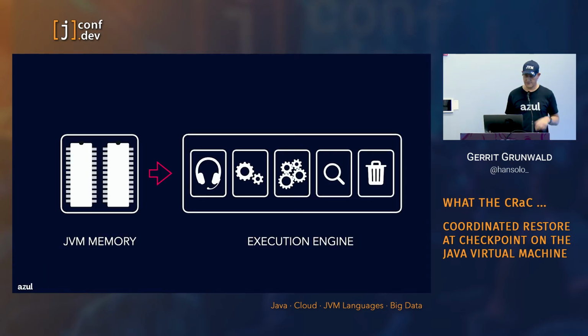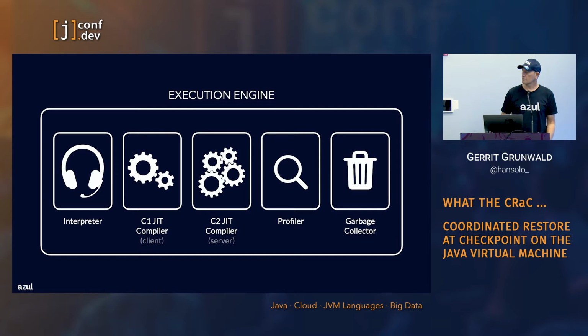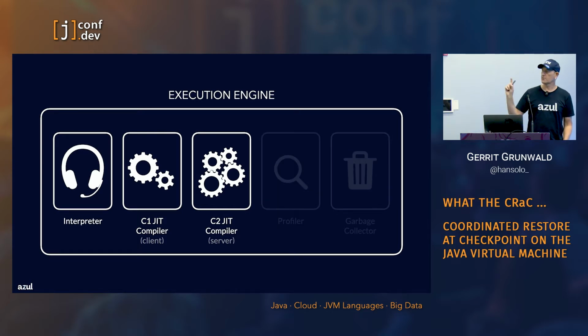And you see already that the execution engine contains not only one thing, it's a couple of things in there. And let's take a closer look. So we have the interpreter, then we have the C1 compiler, formerly known as the client compiler. The older people remember that. And then there is the C2 JIT compiler, which is the formerly known server compiler. And then we have the profiler and the garbage collector. This is the execution engine mainly. And we will just focus on the first three parts.